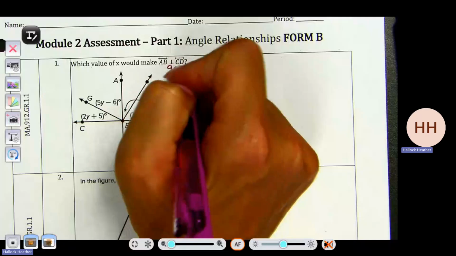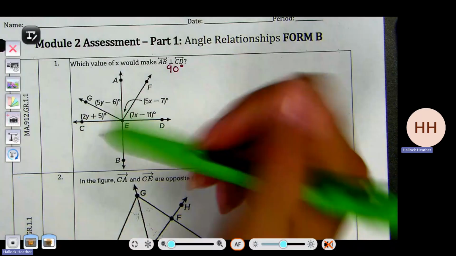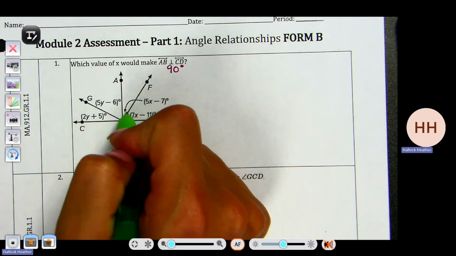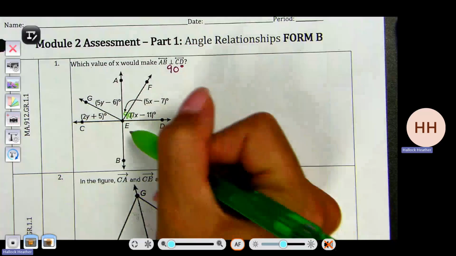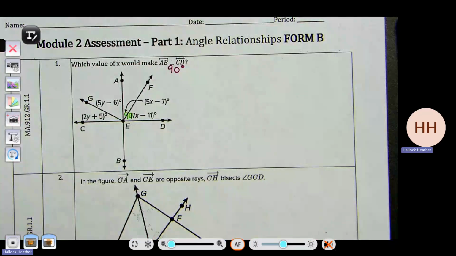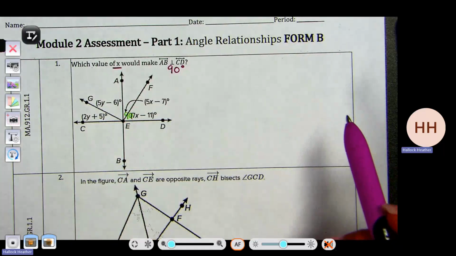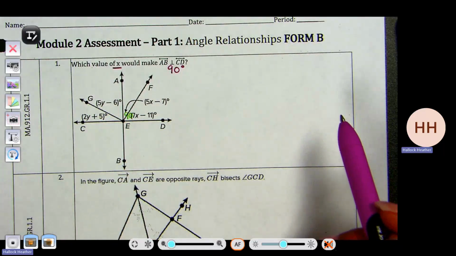Perpendicular means 90 degrees. So if I look at my picture where line AB and CD meet, this right here is 90 degrees. Technically, each of these quadrants is 90 in total because it's like an X and a Y axis. Because I need to know the value of X, I'm only looking at the equations with X.